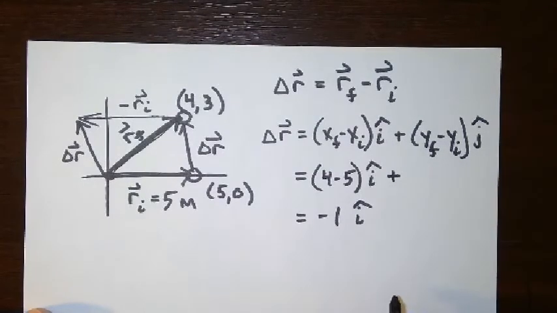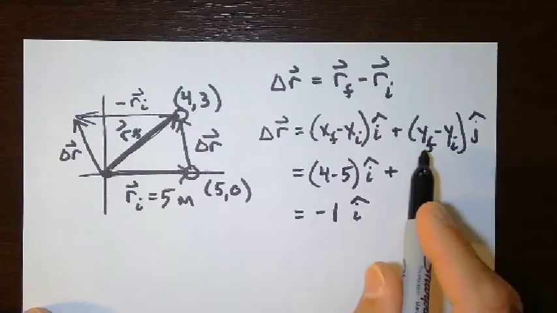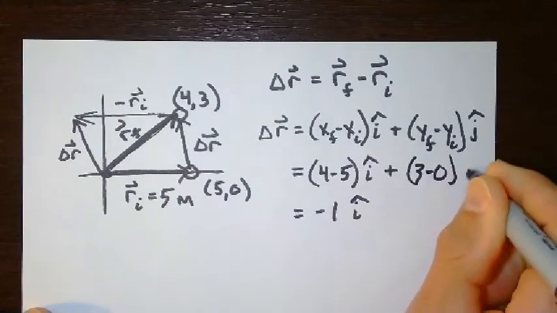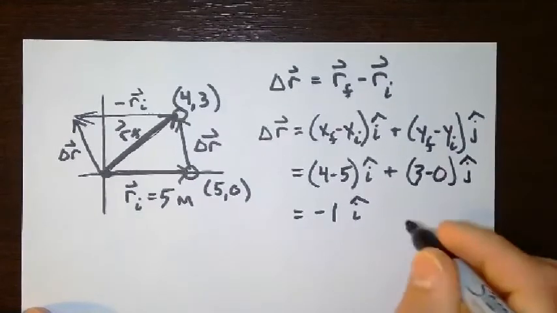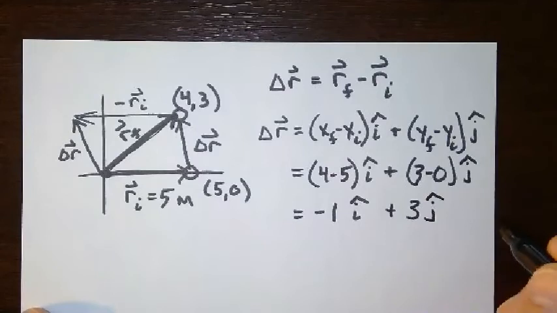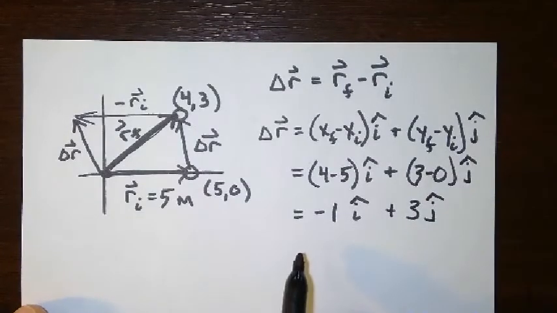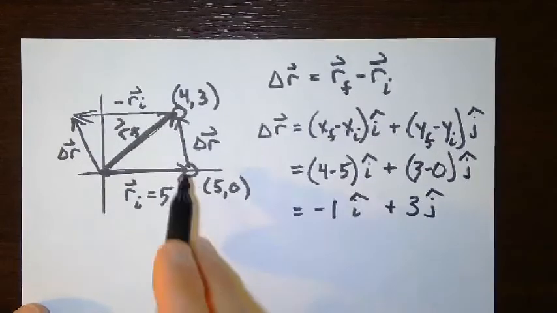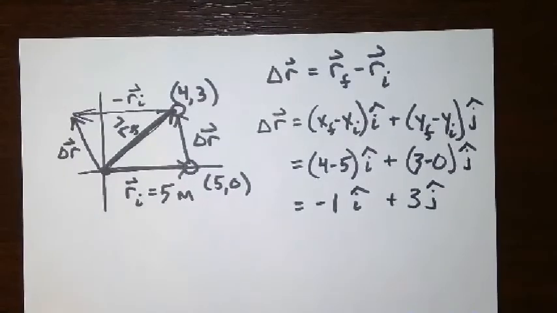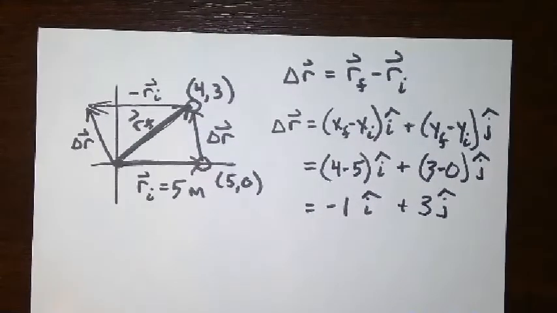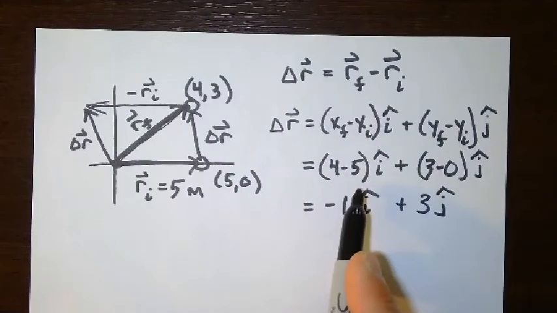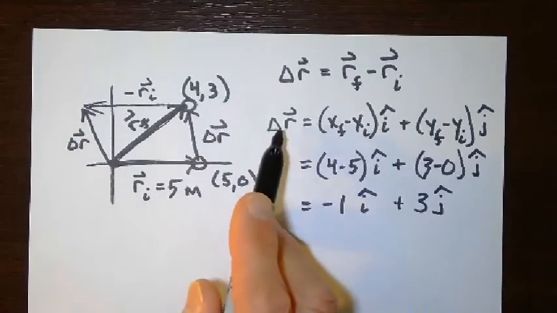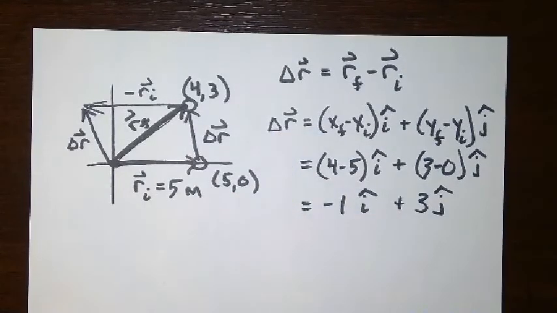And then we repeat it for the y direction. And so we would take y final minus y initial. That's going to be 3 minus 0, in the j hat direction. And of course that just gives us 3 in the j hat direction, which means I go 3 up. So it's pretty straightforward that all you're doing here is doing a subtraction with the x pieces and with the y pieces, and that's how you find the difference between two vectors like that.